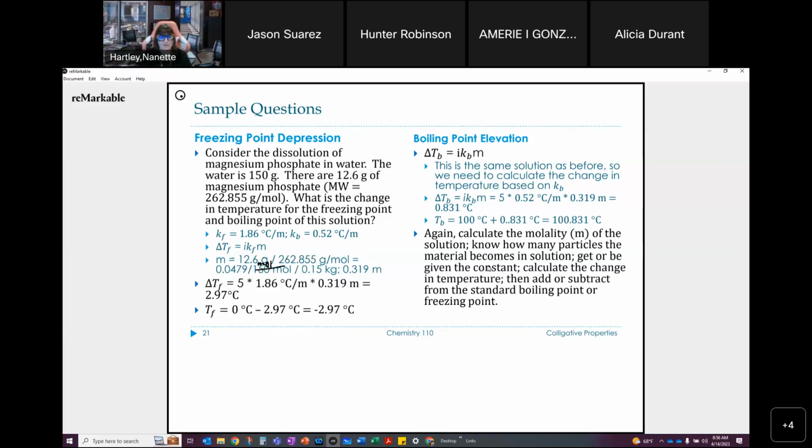So my delta Tf is equal to that i, which again for magnesium phosphate is 5, times 1.86 degrees C per mole times that 0.319 mole gives me 2.97 degrees C. And that means that my freezing point is now going to be at negative 2.97 degrees C. That's a much bigger difference. Now, is it huge? No, it's not, but it's much bigger.